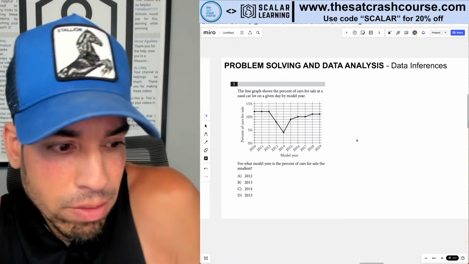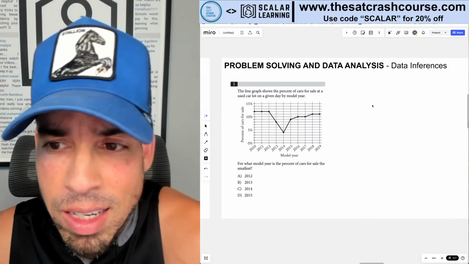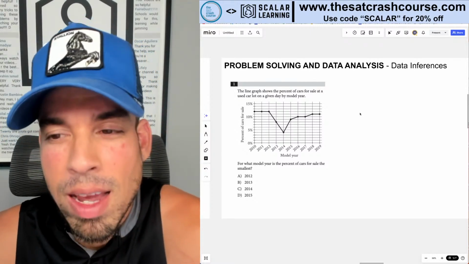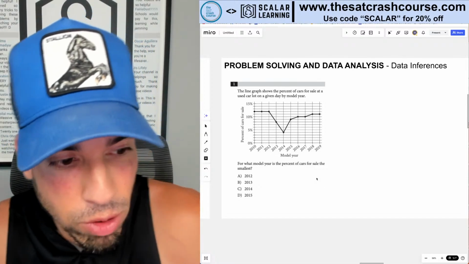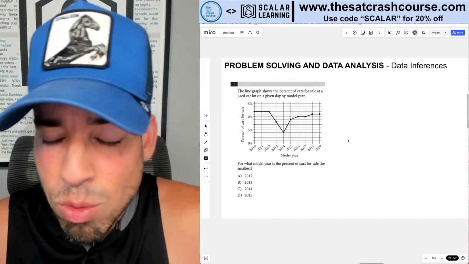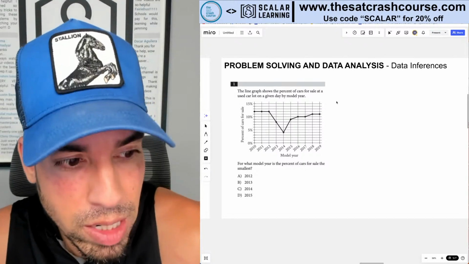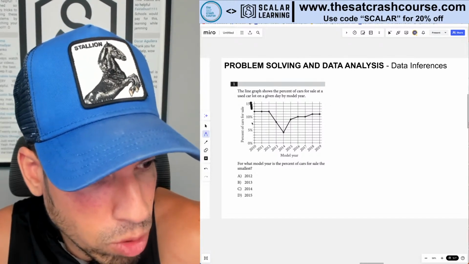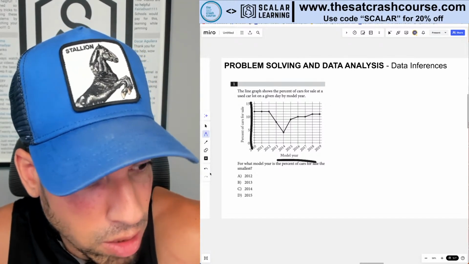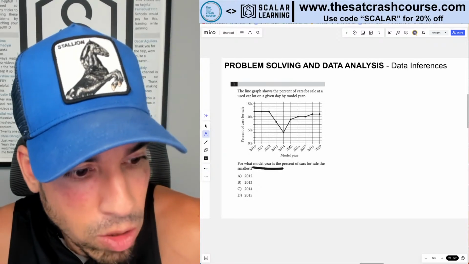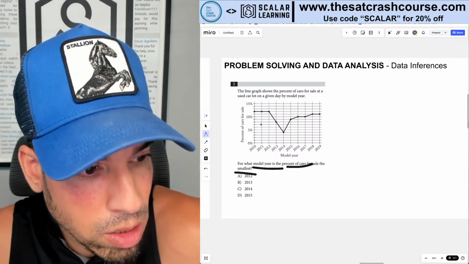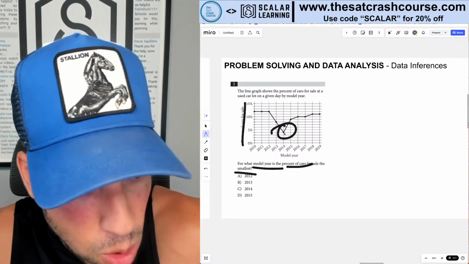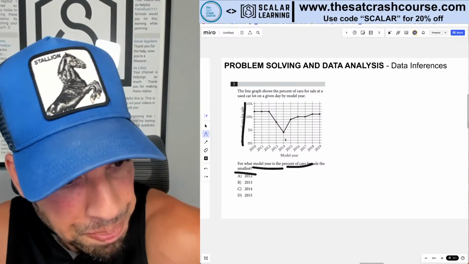Now we're on to data inferences. This is also kind of like data interpretation, but I had trouble finding a really good data inference question, where you're looking at the data and asking what it infers. This is pretty straightforward, so I don't know if it exactly qualifies. But again, we're reading a graph, understanding that we're looking at percent of cars for sale and model year. For what model year is the X value, the percent of cars for sale, the smallest, meaning lowest down vertically.